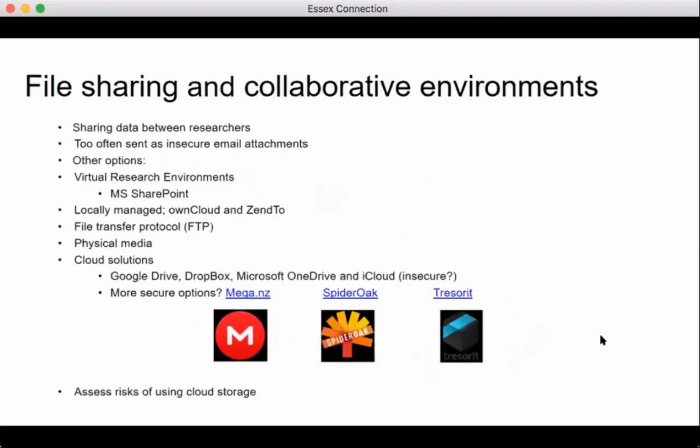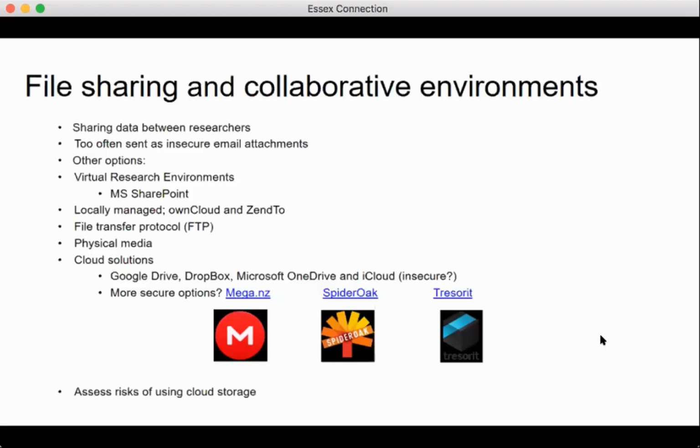Okay. Looking at file sharing, we often need to share our files with our research partners, and doing this over email is not considered best practice. And there are other options, as I'm sure you're aware. So there are virtual research environments available, or locally managed, such as OwnCloud or Zenodo, which we use here at the University of Essex, or physical media can be sent encrypted through the post. There are cloud locations such as Google Drive or Dropbox. However, we have to be cautious about security concerns there.